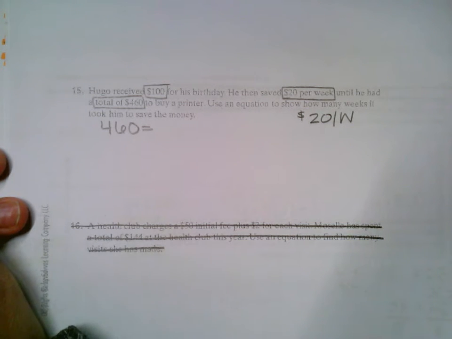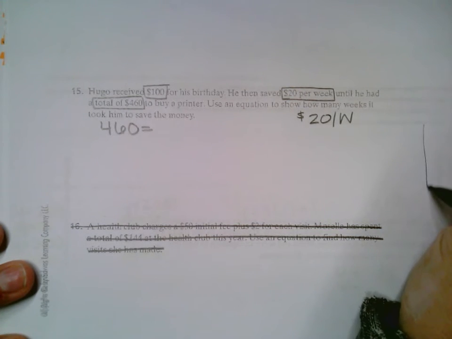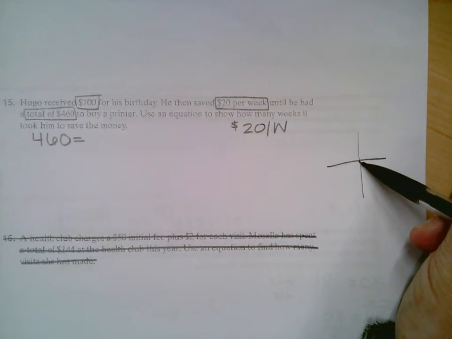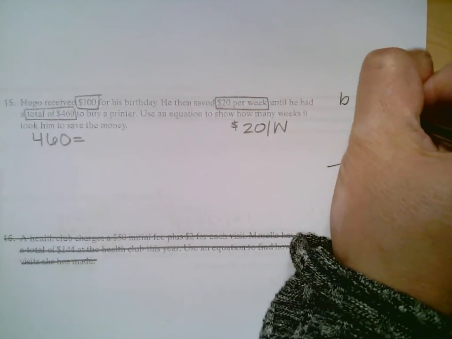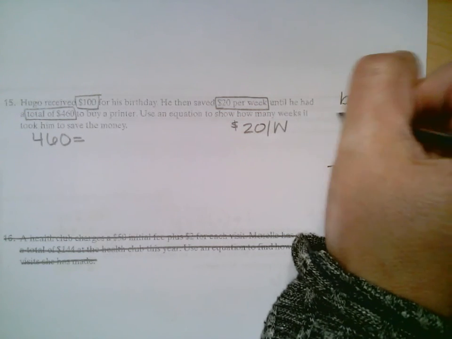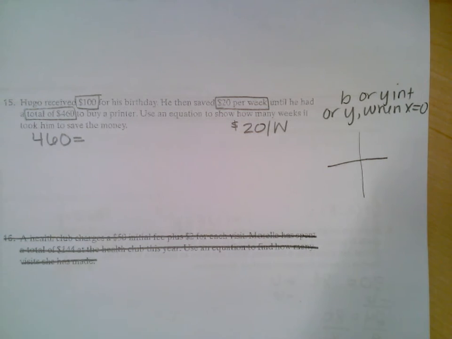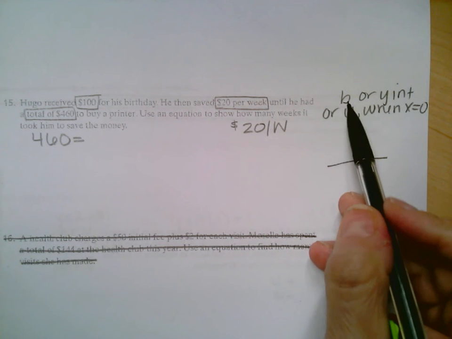What is my y-intercept? When I have a number on my y-axis when x equals 0, what is that number for this problem? What is B, or my y-intercept, or y when x equals 0? I have my slope, my y-intercept, y when x equals 0, however you want to look at it. What did he start out with? What amount of money did he start off with? And that's going to be my B.